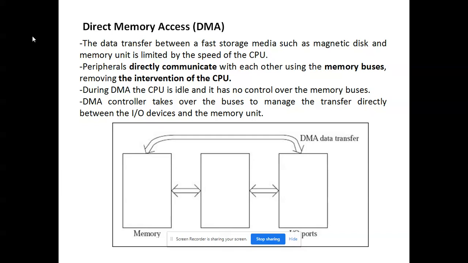So DMA, direct memory access. DMA means we can access the memory directly without intervention of the CPU. That means without interrupt of the CPU. So you see the diagram.